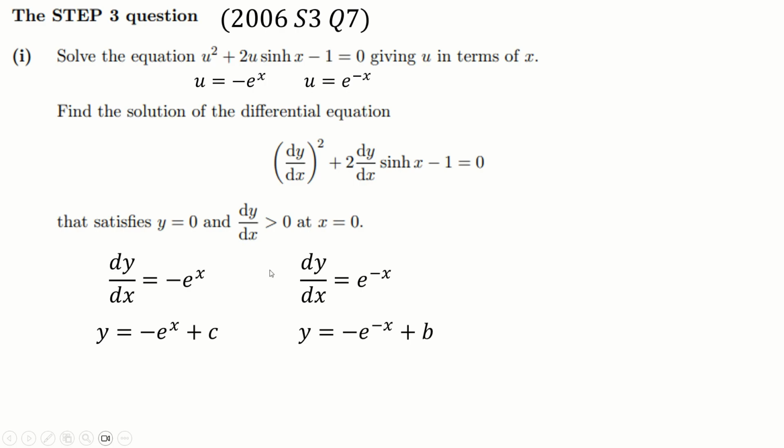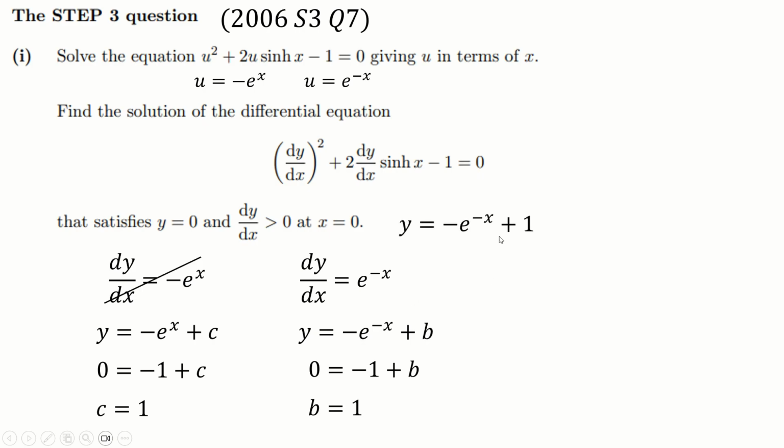And now which one of these is right? Because it says find the solution. So which of these is right? Well, if we put in the initial conditions, here we end up with c is 1. However, dy by dx is not bigger than 0 at x is 0. dy by dx is minus 1 at x equals 0. So this just doesn't work. Whereas this one ends up working because this is positive at x equals 0, which is good. And so we end up with this being the one that we actually wanted. Cool. So that's the first part done.